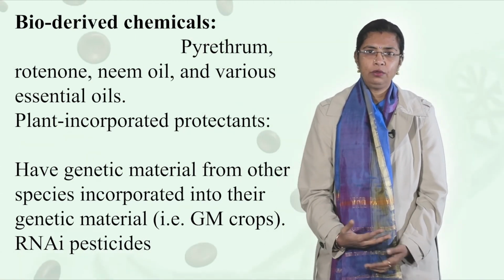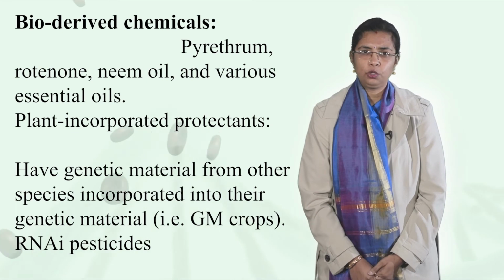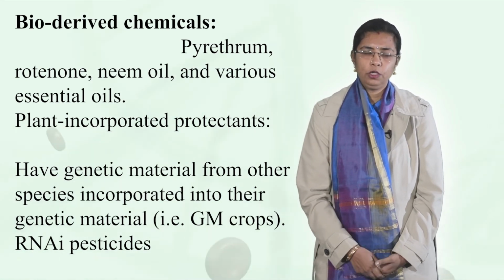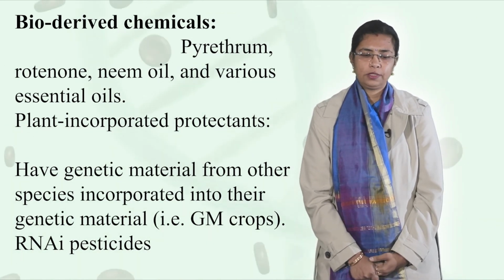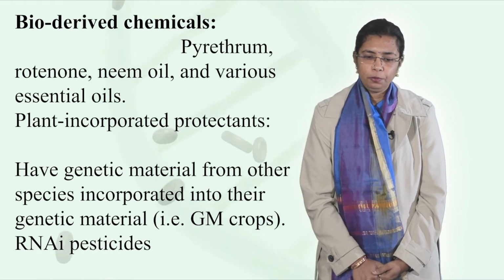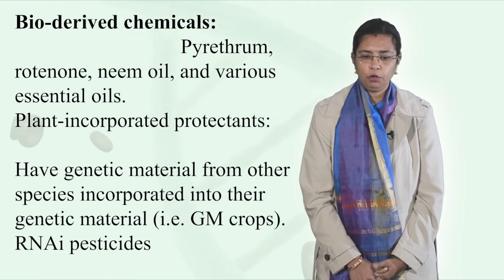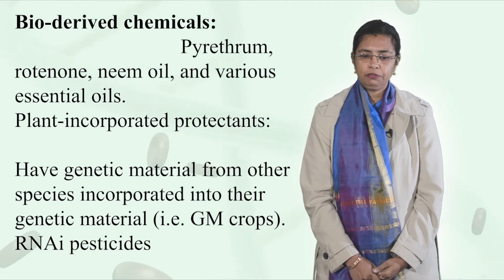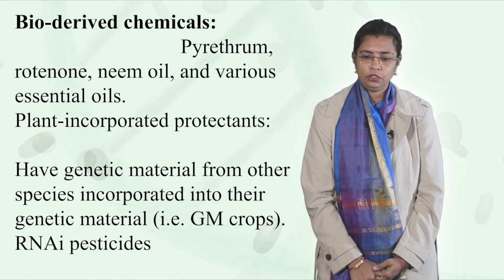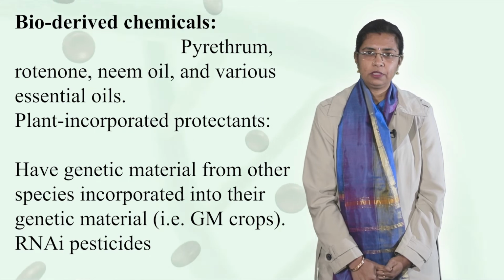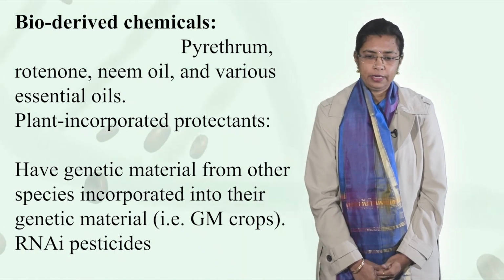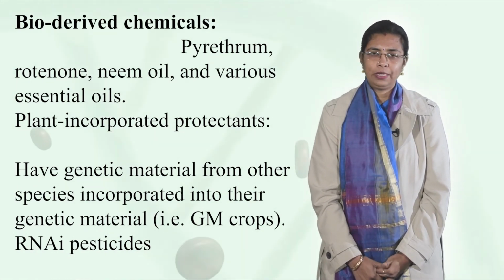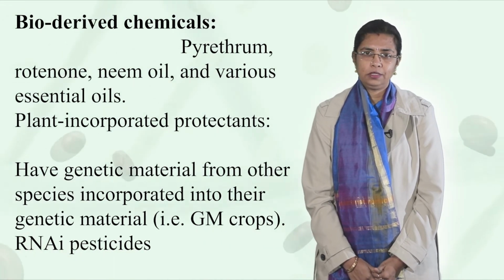Like this there are bio-derived chemicals present in the plants, which could be processed for use in biopesticides. In the same way, plant incorporated protectants, that is genetically modified crops, have genetic material from other species incorporated into their genetic material. RNAi pesticides are also some novel techniques which have been used in order to tackle the problem of pesticides.